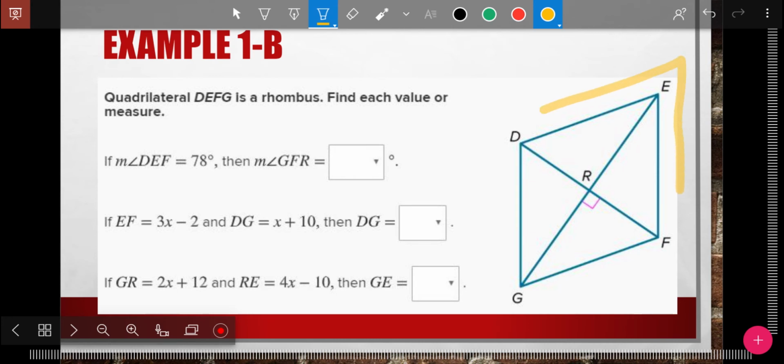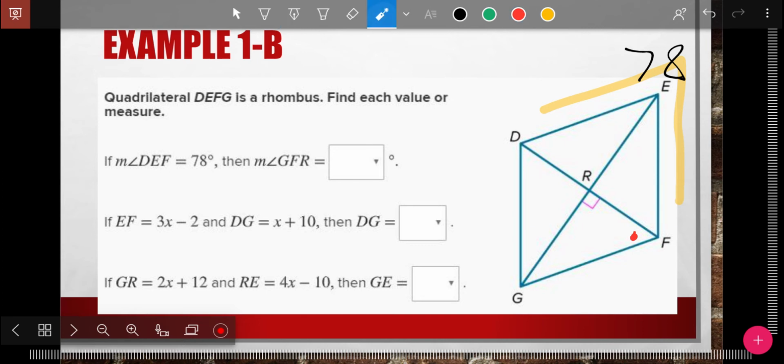DEF is this whole angle up here. So that whole angle up here is 78 degrees. And it wants me to find the measure of angle GFR. Where the heck is GFR? GFR is this angle. I'm going to put a little dot in there, right there. GFR. So how do I do that?